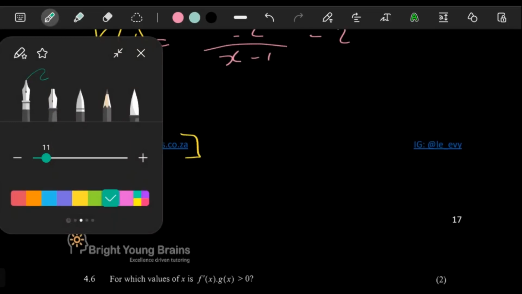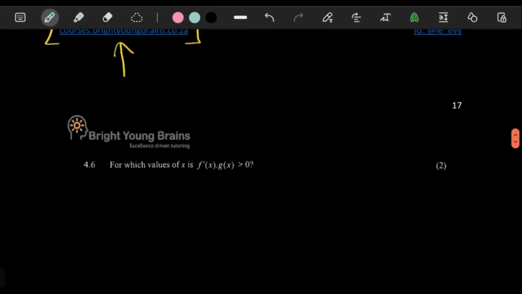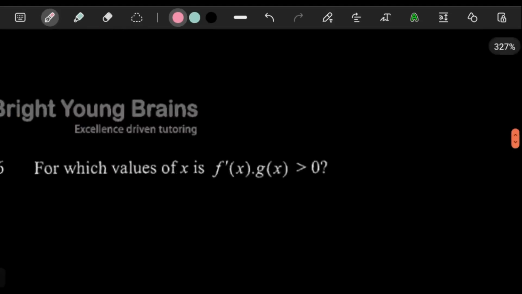Anyways, moving forward to question number 4.6. 4.6 is quite interesting because it's just a 2-mark question. It just says, for which values of X is this equation bigger than 0? Where is this equation bigger than 0?